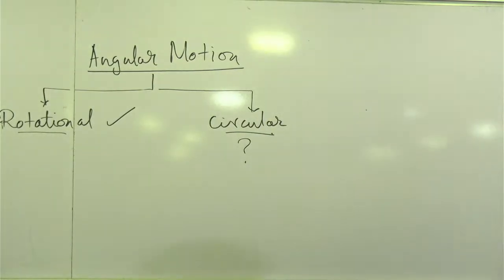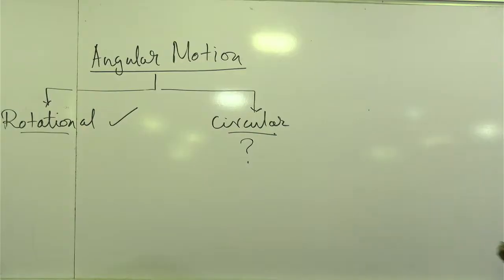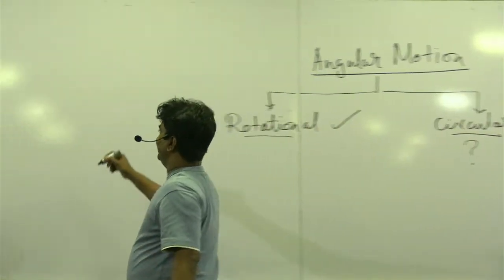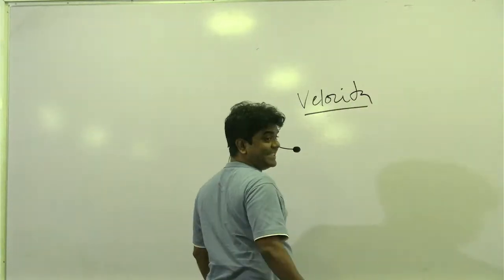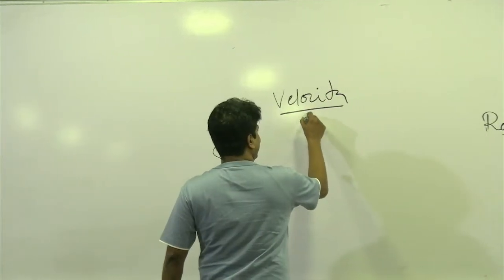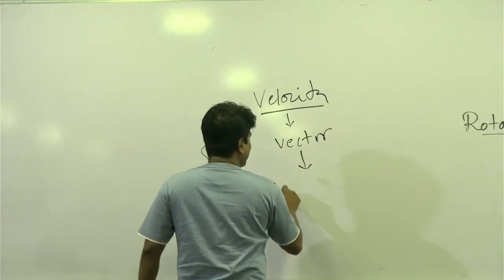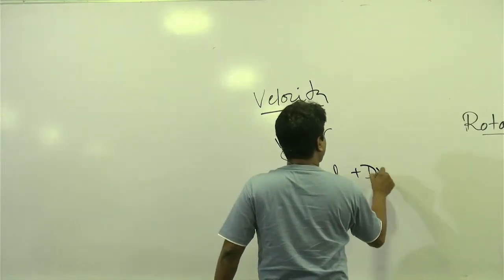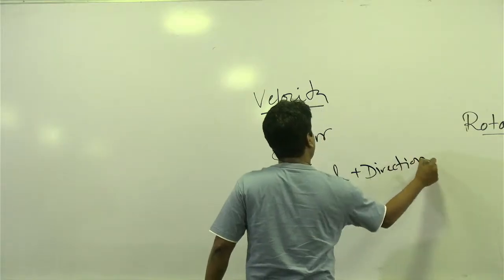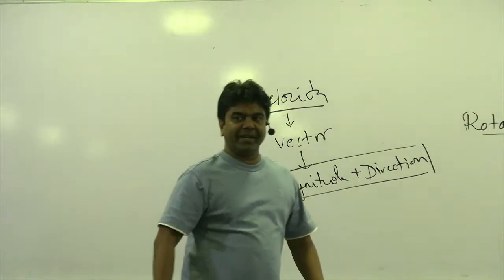Very good. That's what the video clip is all about. It is not velocity. Velocity, right? So we are talking about velocity. Velocity is a vector, and it is a magnitude plus a direction. Magnitude plus a direction.